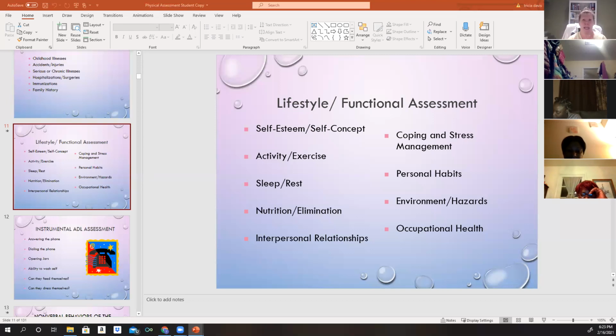If they're not completely educated about when to check it, what to eat, how to handle low blood sugar, and how to recognize the signs and symptoms, that could be a huge problem. Their blood sugar could drop, they could pass out behind the wheel, they could kill themselves, they could kill somebody else. So really looking at that lifestyle and functional assessment is very important.